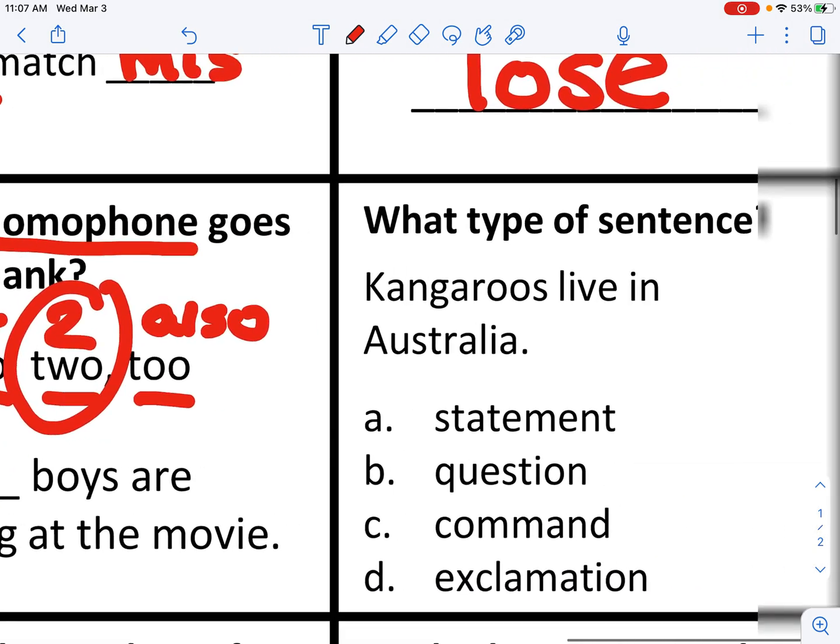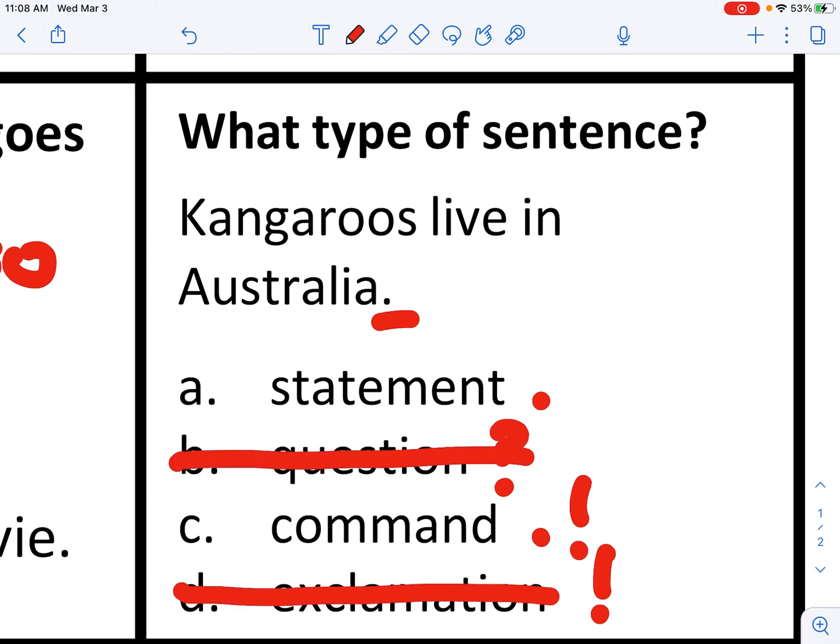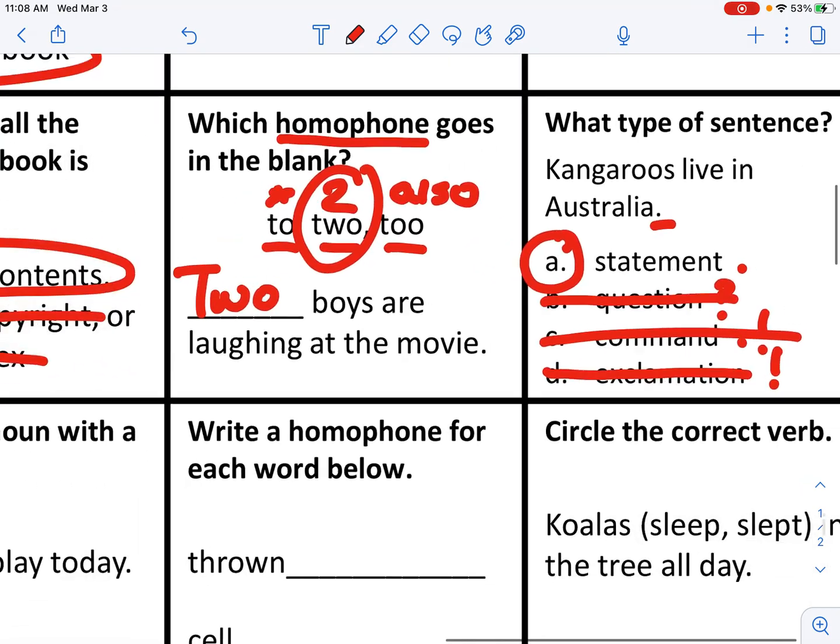Last box in this row, what type of sentence? Kangaroos live in Australia. I notice it ends with a period, which means I can eliminate some of my options. Statements end with periods, questions end with question marks, commands end with a period, and an exclamation ends with an exclamation point. I can eliminate exclamation and question. Is this sentence telling me to do something? Is it commanding me? No, it is not. So statement is my answer.